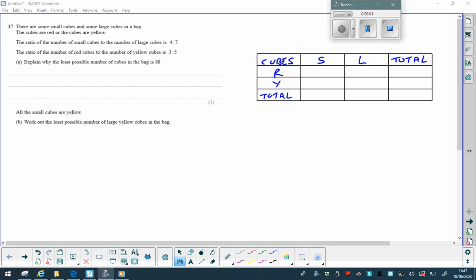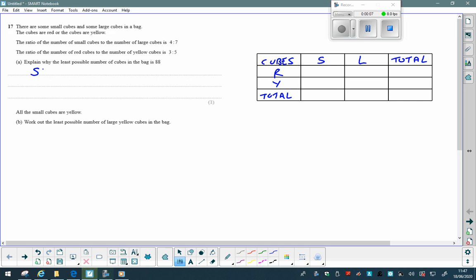Okay, here we have another ratio problem. Reading part A, we've got the ratio of small cubes to large cubes in the ratio 4 to 7. Okay, that's 11 ratio parts in total. And we've got red cubes to yellow cubes in the ratio 3 to 5, which is 8 ratio parts.